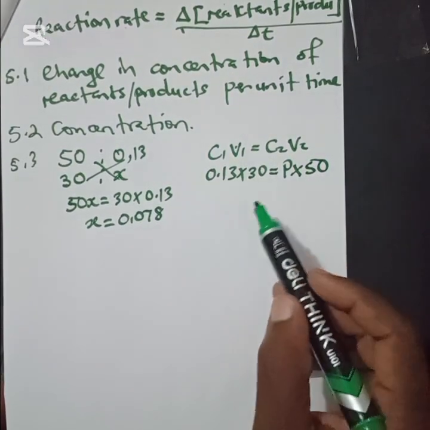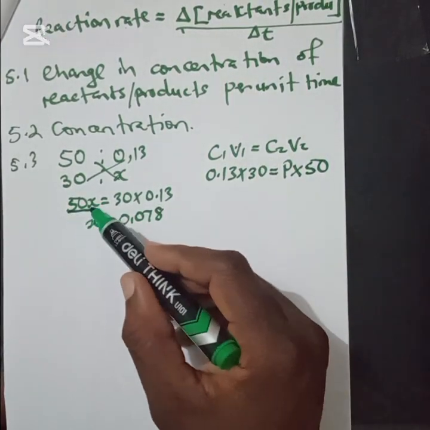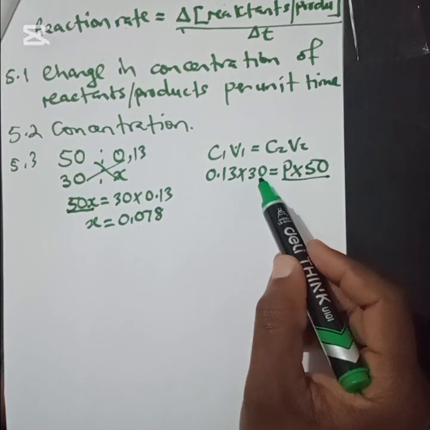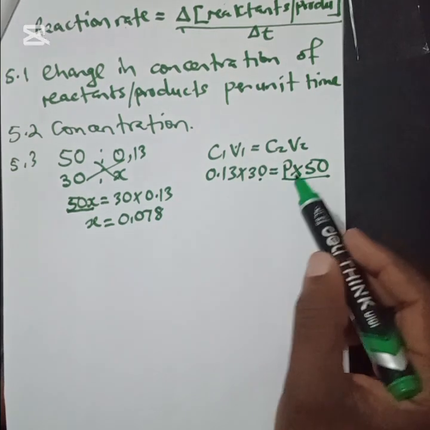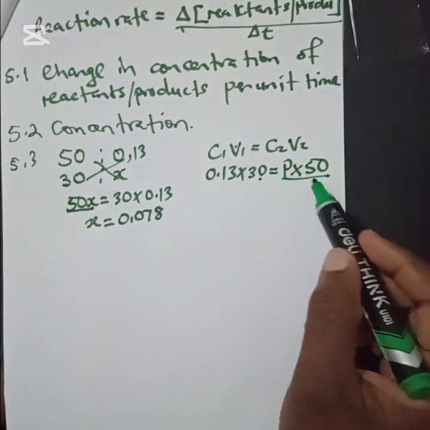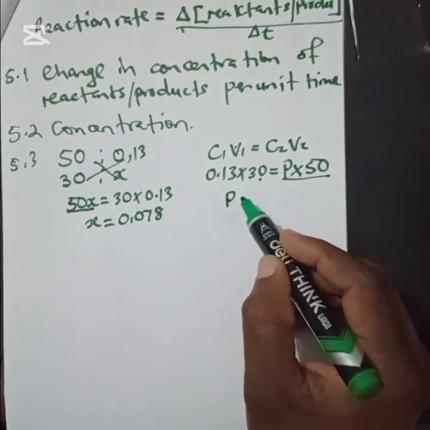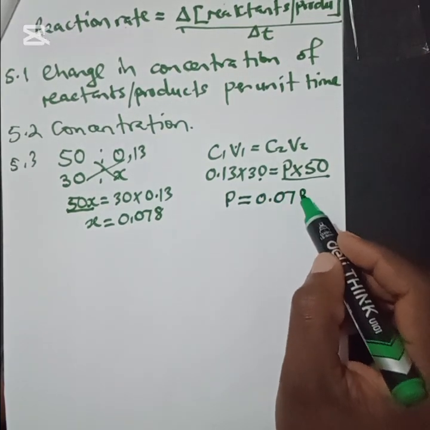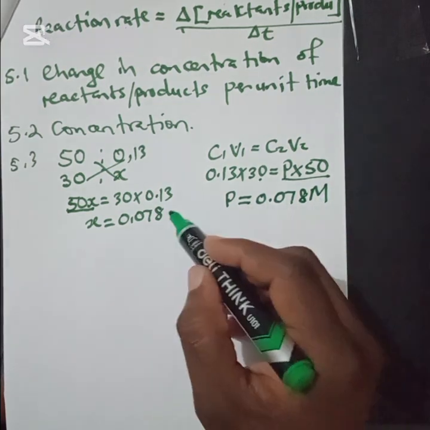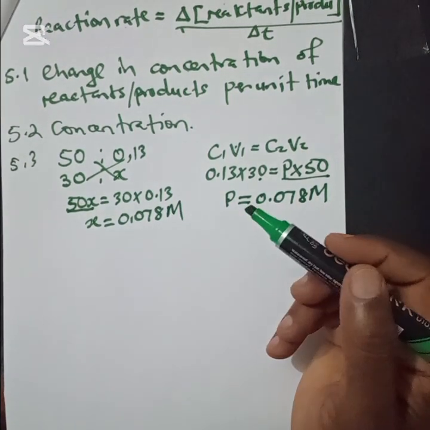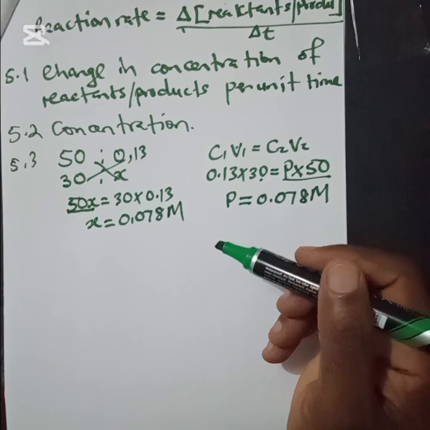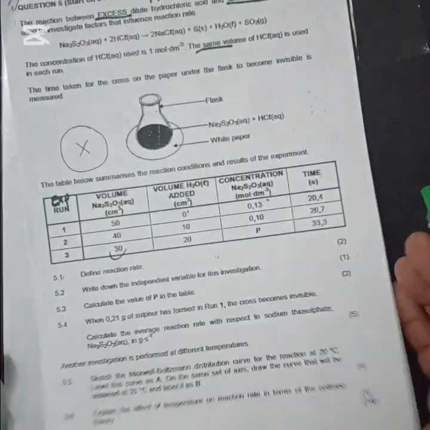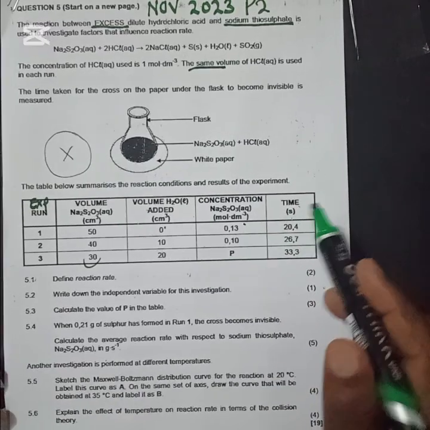It will be the same as the 50x, here it is P by 50, then 0.13 times 30. So dividing both sides by 50 will also give us our P as 0.078. I'll just use capital letter M for moles per cubic decimeter. So this is how we calculate the value of P in question 5.3.